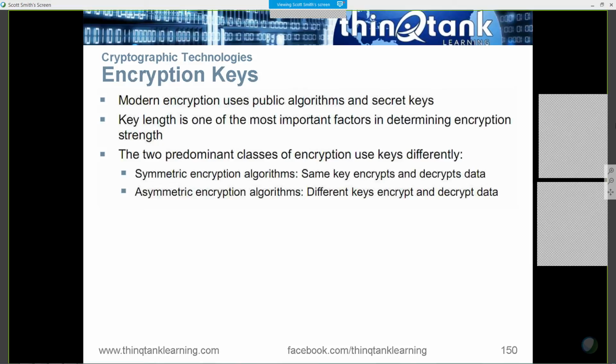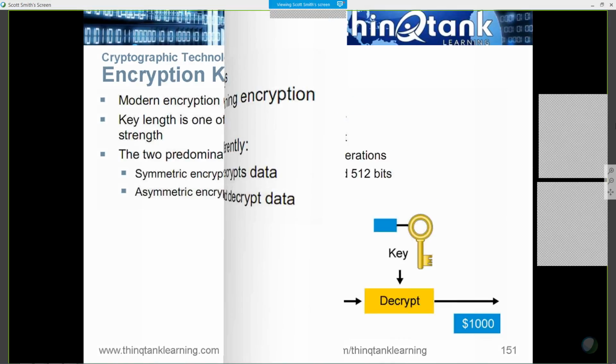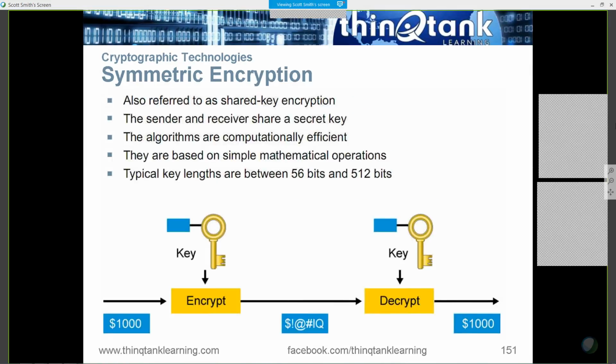All right. So you got symmetric algorithms, you got asymmetric algorithms. A symmetric algorithm is where we use one key to encrypt, and we use the same key to decrypt. What is the inherent problem with this particular method of encryption? Well, the problem is, how do you share that key? How does the person that's sending the data let the person receiving the data know which key to use?